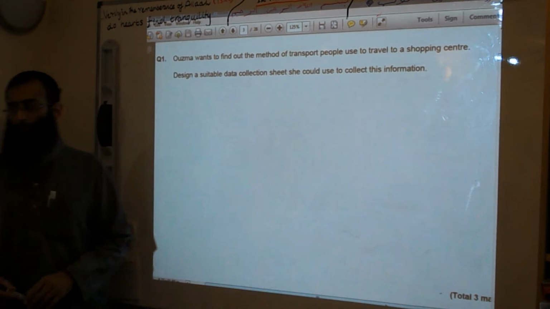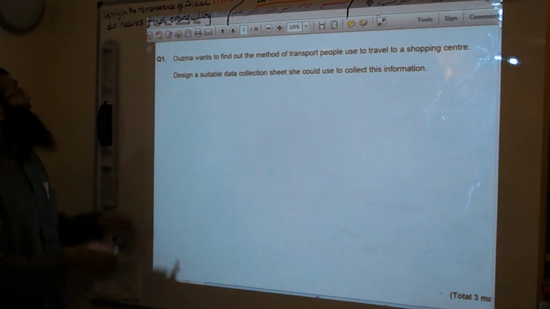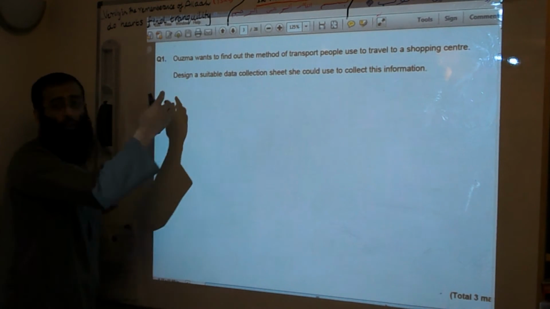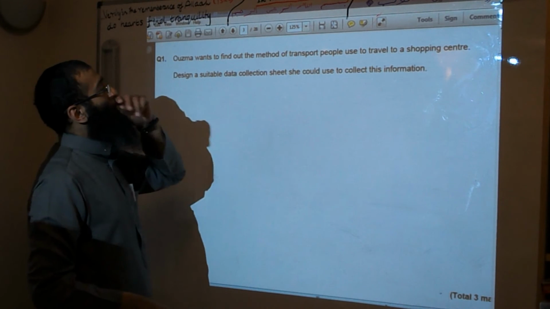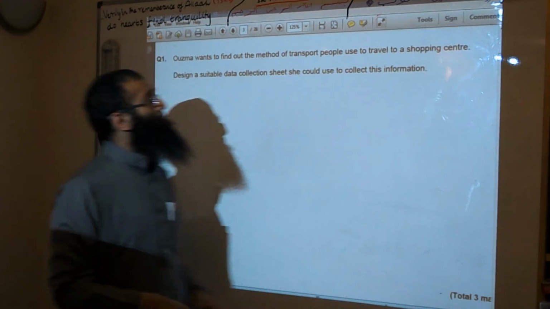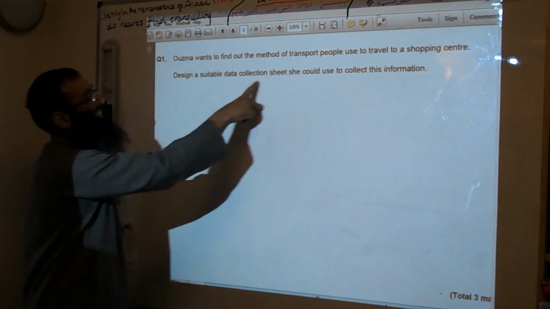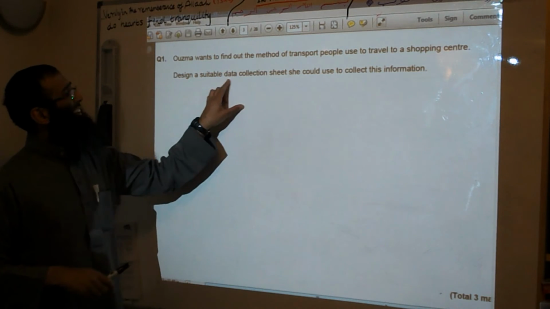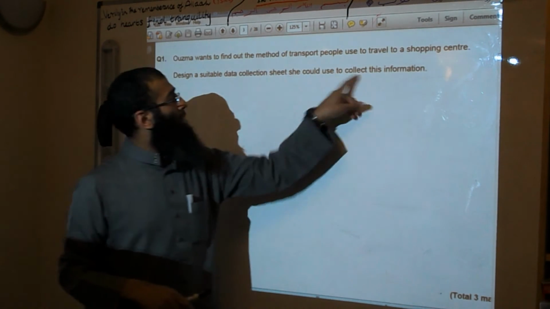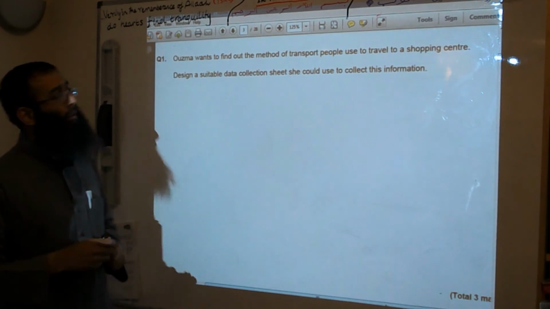Okay, folks. Question number 1. Bismillahirrahmanirrahim. Usma wants to find out the method of transport people use to travel to a shopping centre. Design a suitable data collection sheet. So there's no question as such involved. Design a suitable data collection sheet she could use to collect this information.